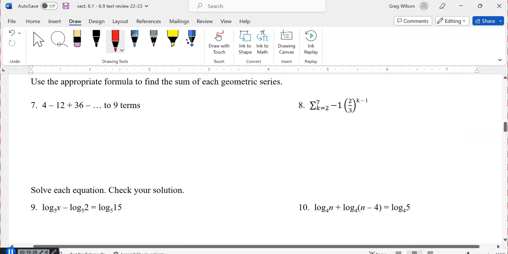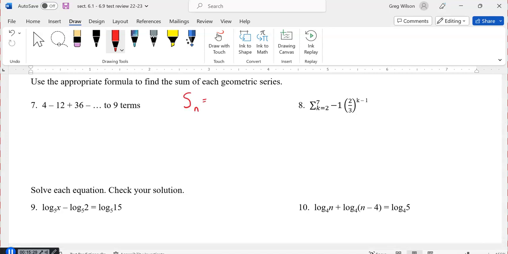Okay, to find the sum of a geometric series, this is our formula, just a little review. N is the number of terms, so this is going to be 9 terms. A sub 1 refers to the first term. R refers to the number that would be multiplied to get from one term to the next. So it looks like we're multiplying by -3.